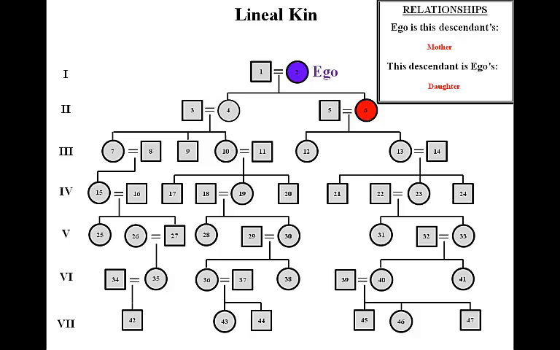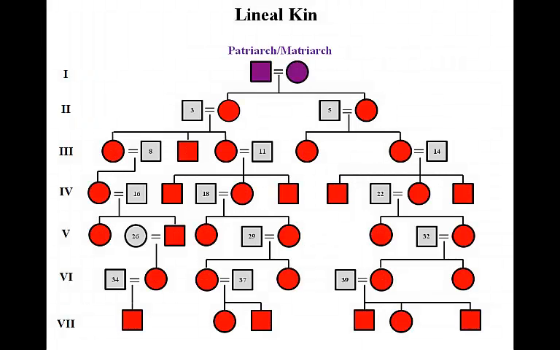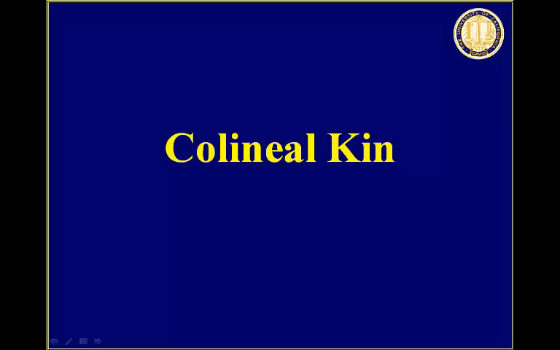So here we have a mother-daughter, then a grandmother-granddaughter, great-grandmother, great-granddaughter, great-great-grandmother, and great-great-granddaughter, and now third great-grandmother and third great-granddaughter, and then fourth great-grandmother and fourth great-granddaughter. All of these individuals here are the direct descendants of the patriarch and the matriarch.